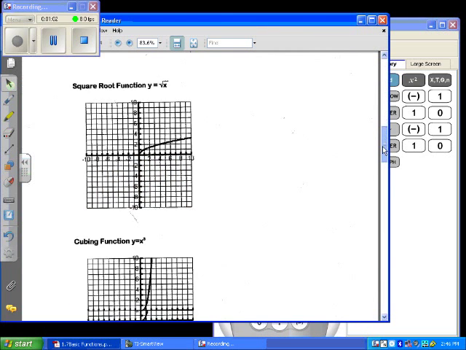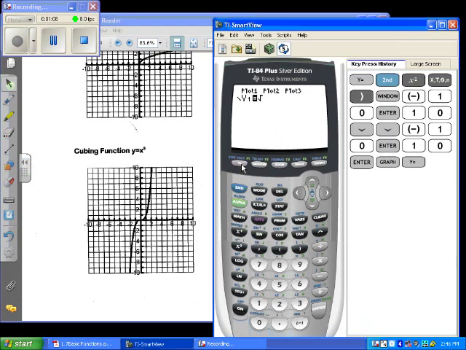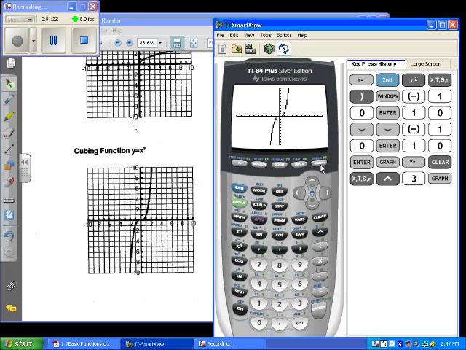The next function is a cubing function. That one, again, I'm just going to show you in the graphing calculator how you put that in. You put y equals, I'm going to clear that out, and then x cubed, so you can put x raised up to the power of 3. And then we'll graph that one. Okay, so there's the cubing function. Let's go on to the next one.